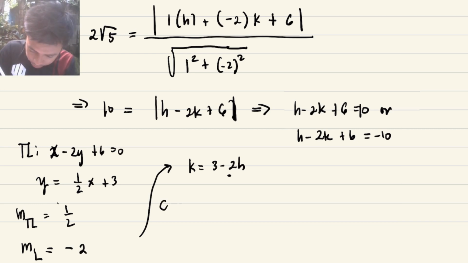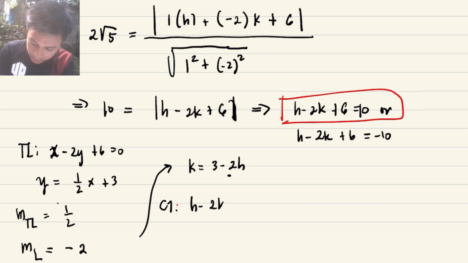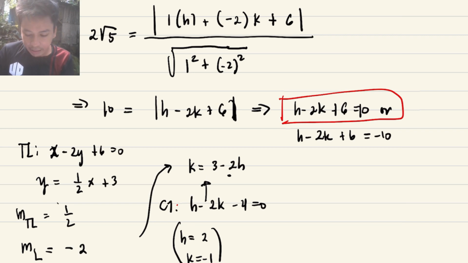So let's have case 1. This is our first case. What if h minus 2k plus 6 is positive 10? If we simplify that, we would have h minus 2k minus 4 equals 0. So your h is equal to 2k plus 4. If we substitute that here, we would get our h equals 2 and our k equals -1. You can simplify that yourselves, that's only algebraic manipulation.